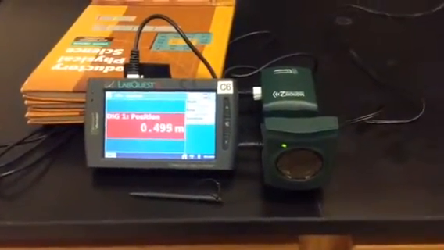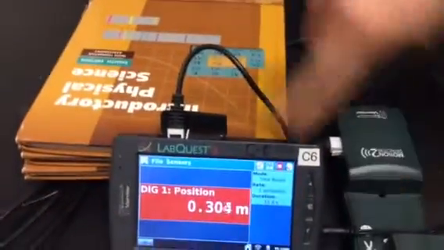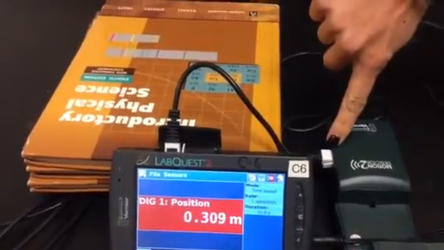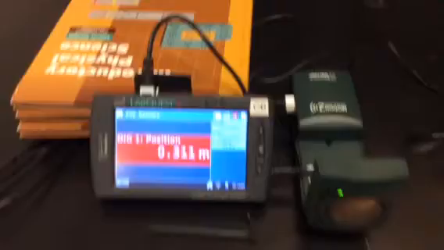You see how there's two white little nubs? One going into the motion detector and one that's the LabQuest one, and then goes into the motion detector, right? And that's how it should be set up.